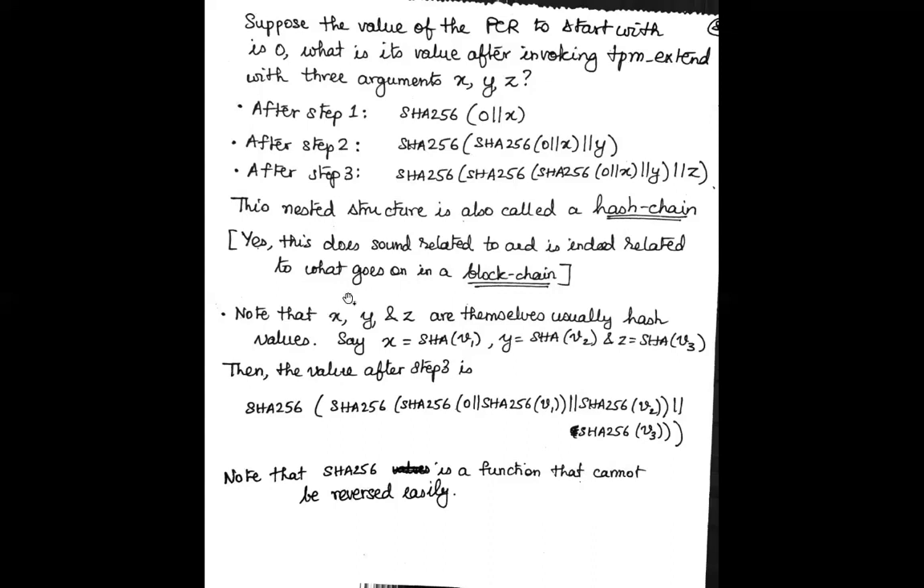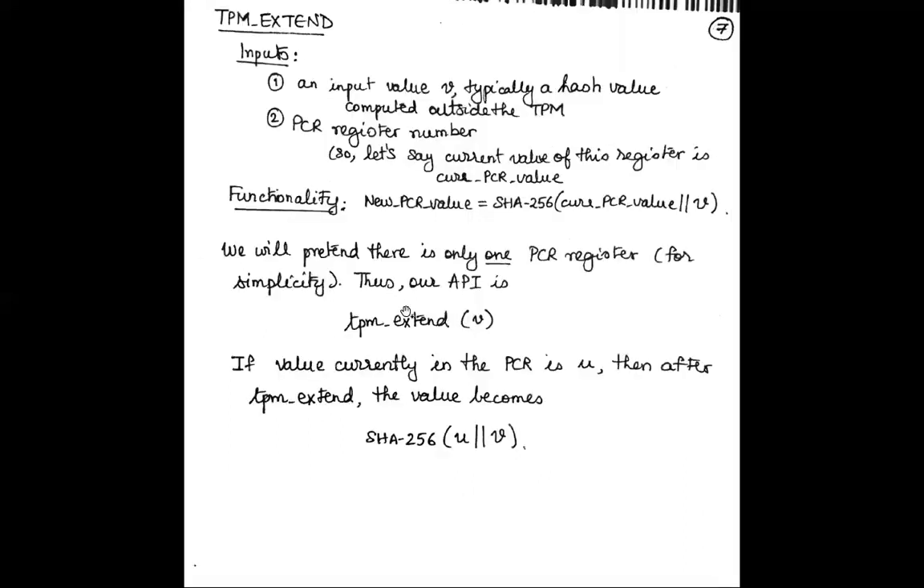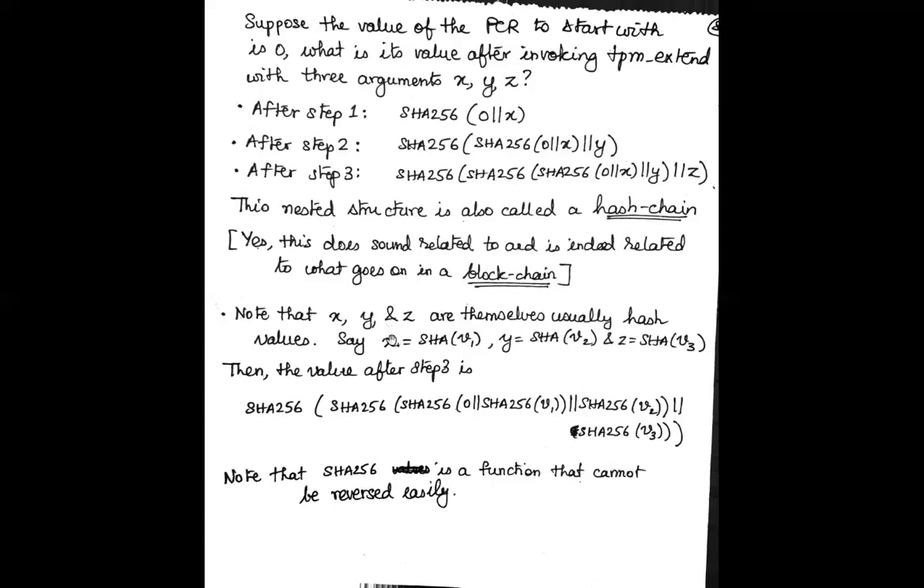All right. So I just took 3 values X, Y, Z here. But remember, I already told you in the previous slide, the values that you give to TPM extend are typically hash values, the values of a hash computation. So maybe X is SHA of V1, Y is SHA of V2, and Z is SHA of V3. Then actually what you have after step 3 can be written like this. SHA of this really complex thing over here. It's a whole bunch of SHAs.